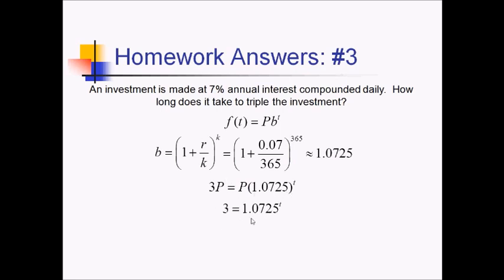1.0725 to the t. And at this point, I have to take the log of both sides. So I've got log of 3 equals t log of 1.0725. To find the time, I now have to divide log of 3 by log of all that stuff. And now I have to use the calculator again.